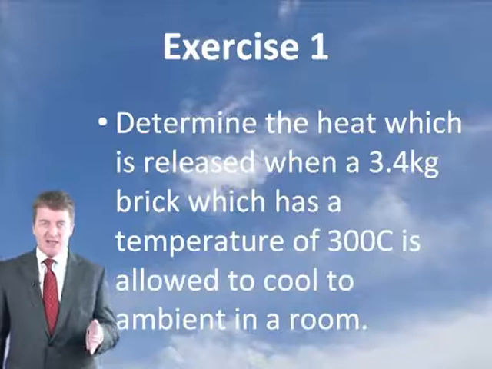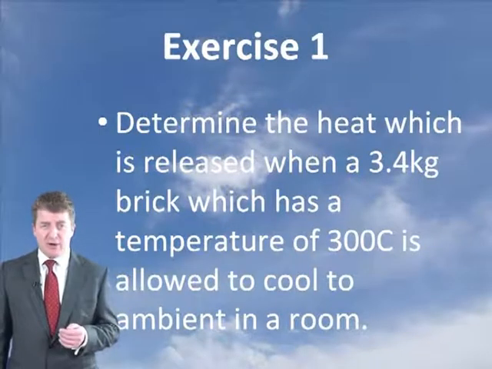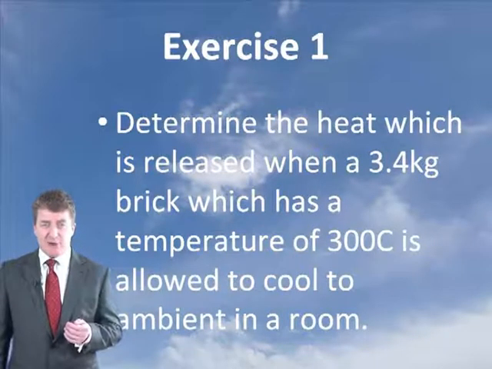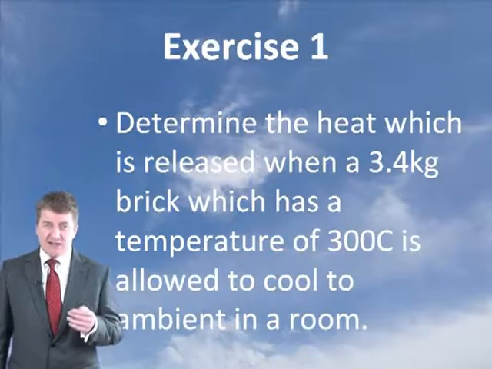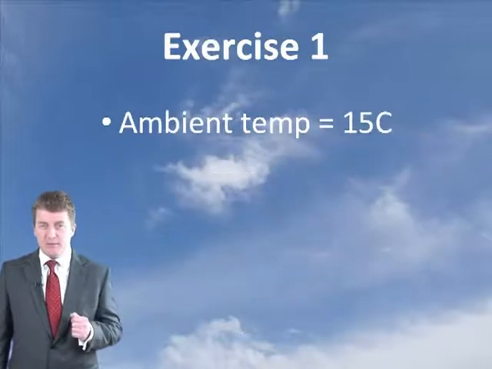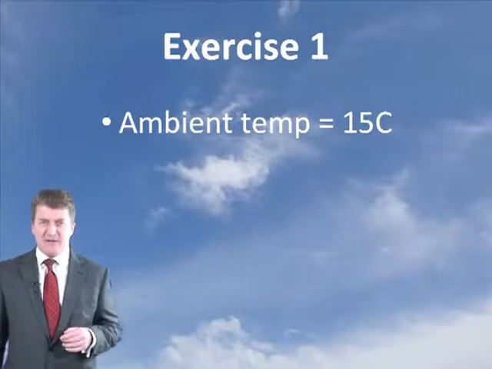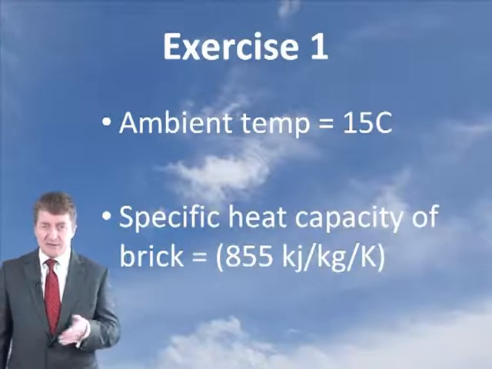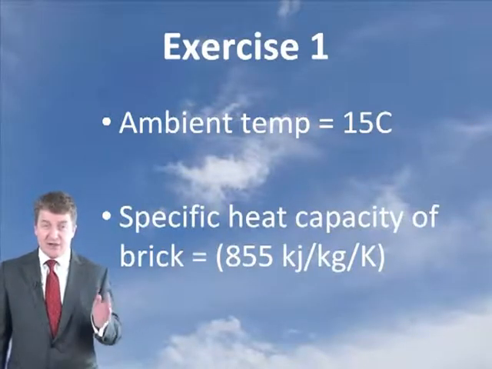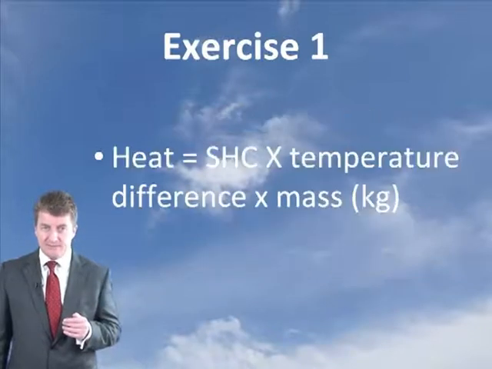Let's do an exercise. Determine the heat which is released when a 3.4 kilogram brick, which has a temperature of 300 degrees C, is allowed to cool to ambient in a room. Well, ambient temperature, you're looking at about 15 degrees. The specific heat capacity of the brick is 855 kilojoules per kilo per Kelvin.